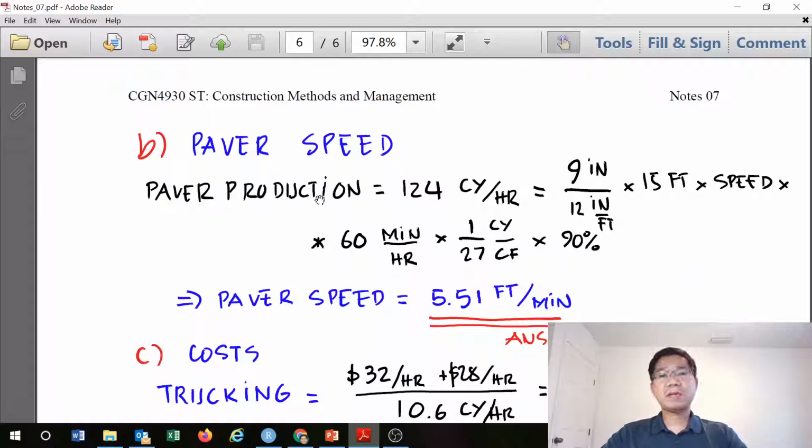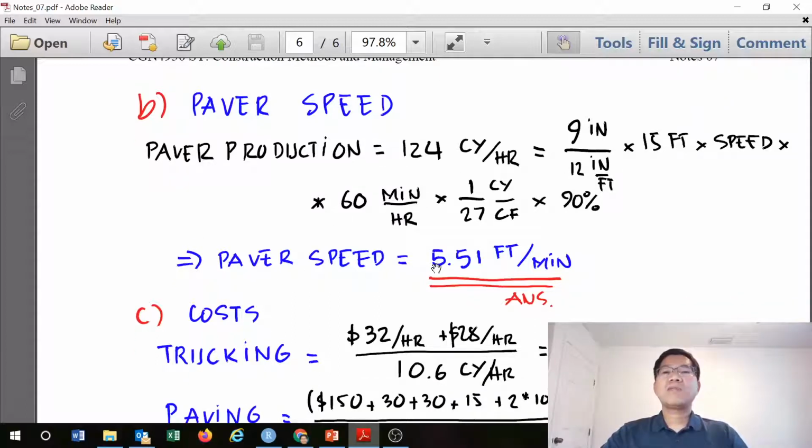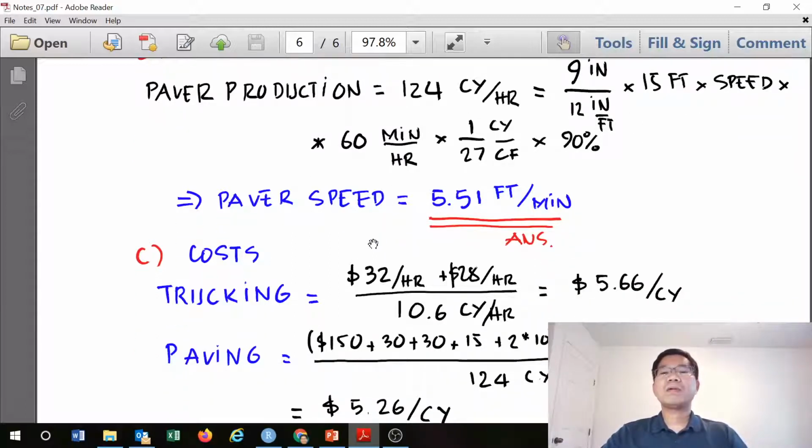So paver production, apply the equation: the paver production equals the plant production, 124 cubic yard per hour, equal to the depth, 9 inch, converted to feet, and then the width, 15 feet, the speed, converting minutes to hours, and then converting cubic feet to cubic yard by dividing by 27. Efficiency for the paver production is 90%. So from that, the only thing we don't know is the speed, and we get 5.51 feet per minute. What does that mean?